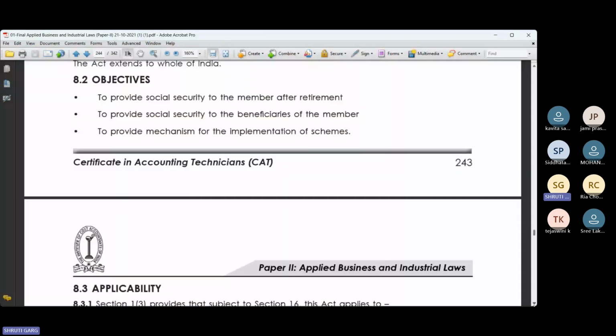Objectives, I have already told you: to provide social security to the member after retirement, provide social security to the beneficiaries of the member, and to provide a mechanism for the implementation of the scheme.